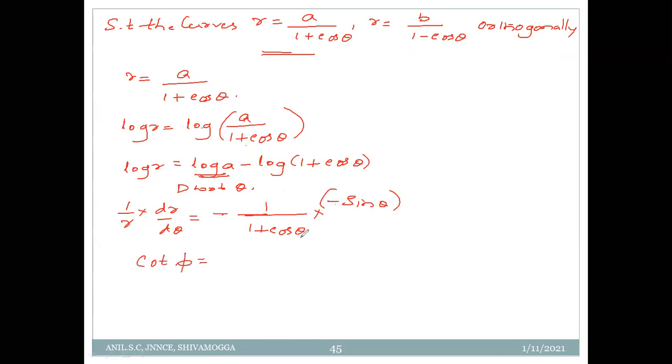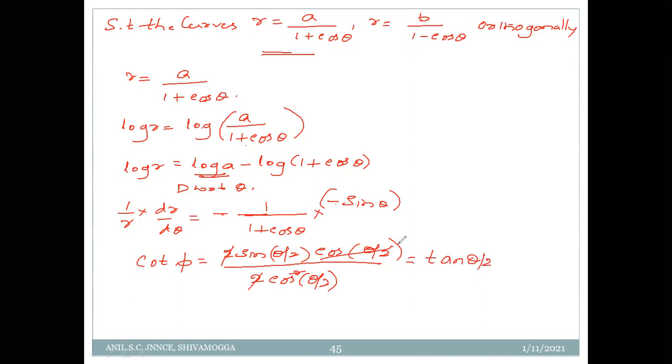Minus into minus plus. Sin theta can be written as 2 sin theta by 2 into cos theta by 2. This divided by 1 plus cos theta can be written as 2 cos square theta by 2. Here cancel this 2 with this 2, cos theta by 2 with one cos theta by 2 here, and you get sin theta by 2 divided by cos theta by 2. That can be written as tan theta by 2.